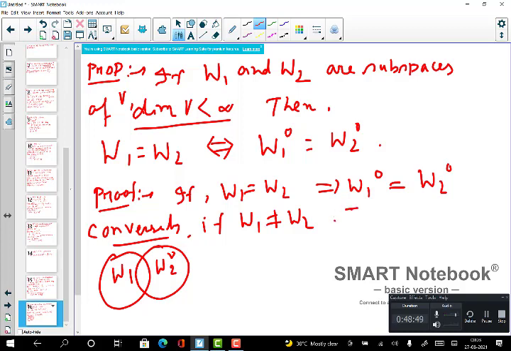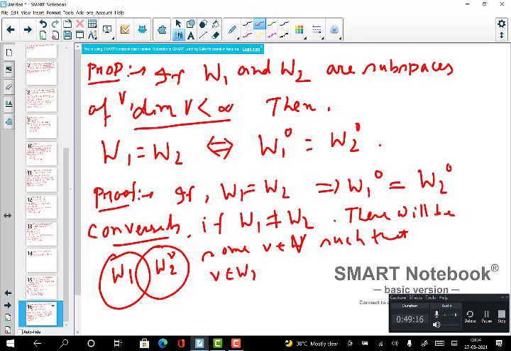So there will be some v belonging to V such that v will be either in W1 or W2 but not in the other one. So I am assuming v is in W2 but not in W1, okay. So it's inside W2 but not inside W1.